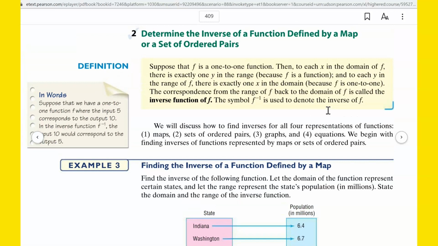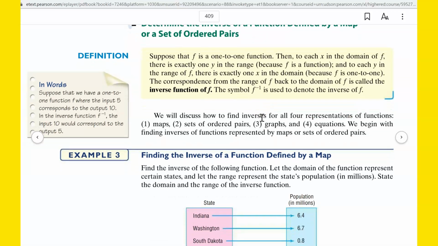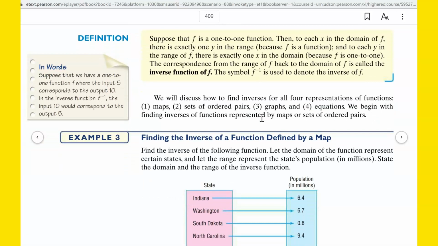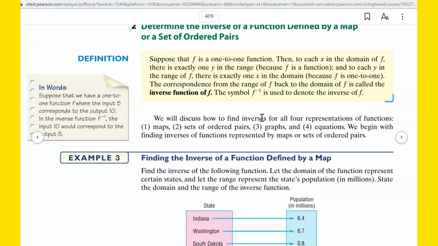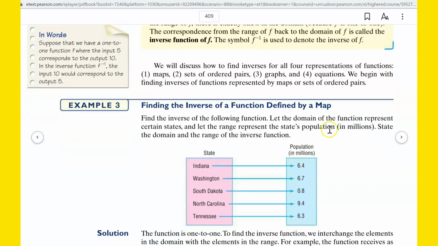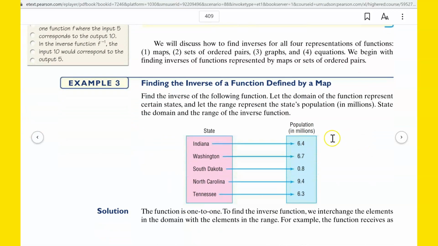All right. So we're now moving into inverses, and what that has to do with one-to-one functions is only one-to-one functions have inverses that are also functions. If the function is not one-to-one, then I'll show you in a second. It might make more sense after this first example. Find the inverse of this function map right here. It's really, really simple.